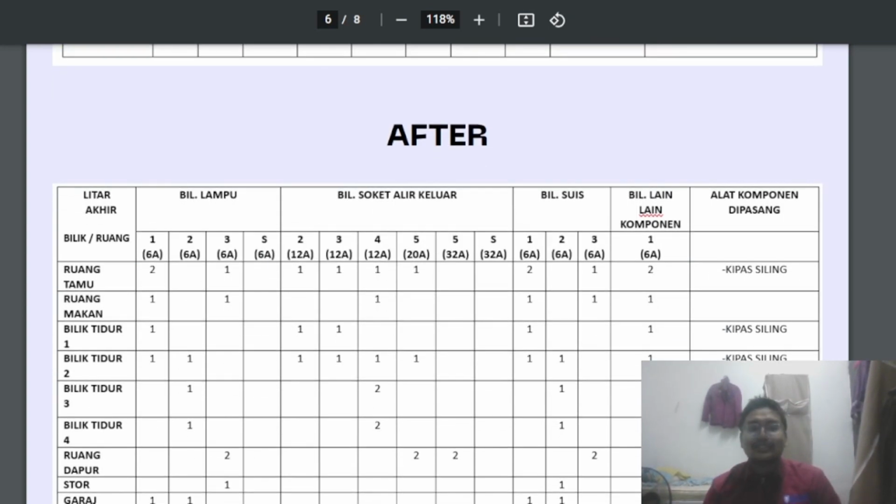As you can see, the table is quite wide because there are many additional slots, like the number of lamp circuits from 1 to 3, and the number of socket outlet circuits from 4 to 5 or 6. So the number of switches and other components that we use in the renovations, mostly ceiling fans.